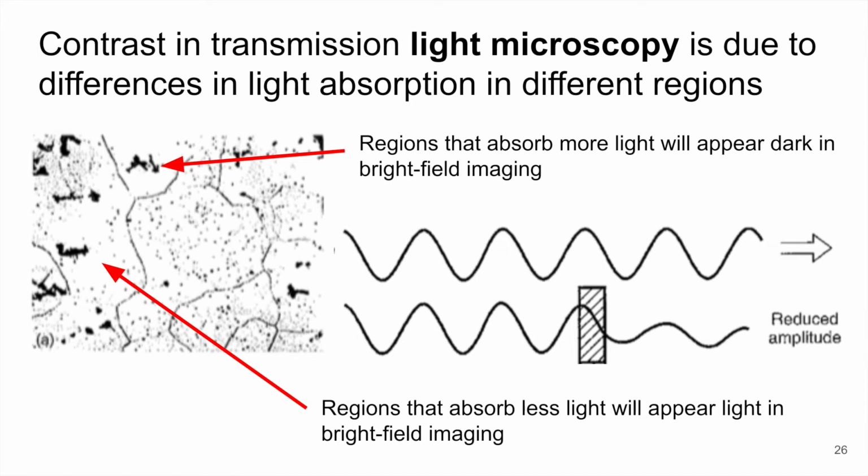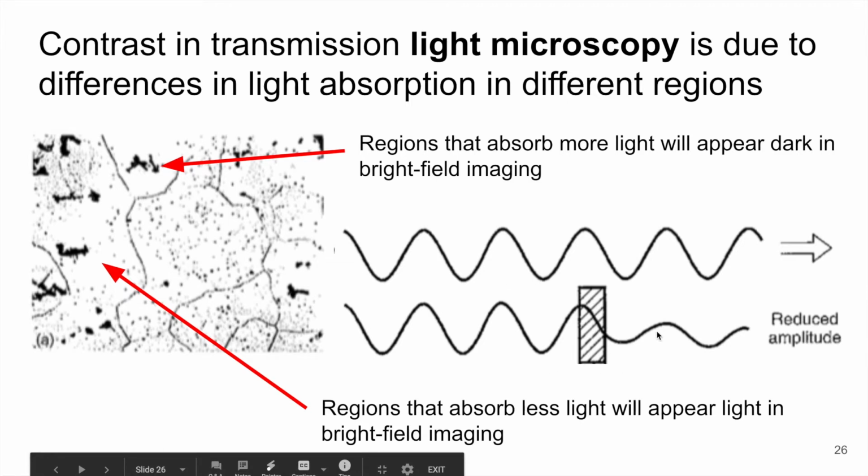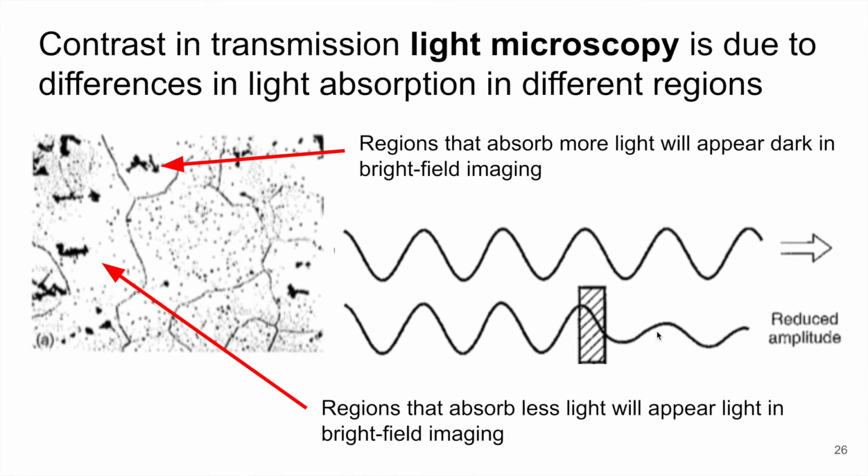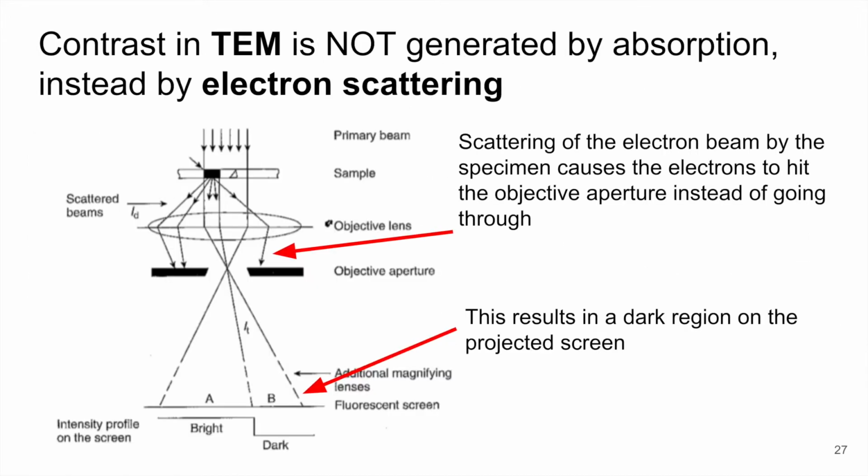And so there's a reduction in the amplitude as shown in this schematic here. So that's what gives us differences, scattering or absorption of light. TEM contrast is not generated by this type of absorption of light. Instead, we're dealing with electrons, and the main part here is electron scattering. That is the principal generation of contrast in TEM.